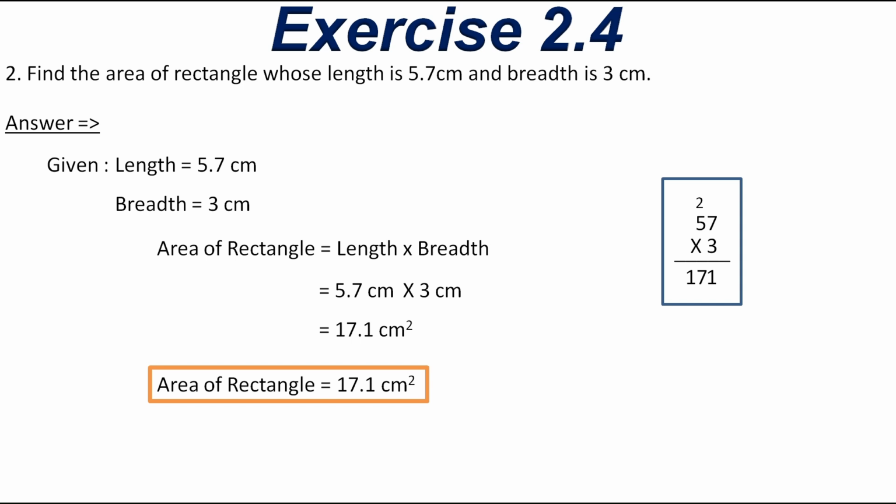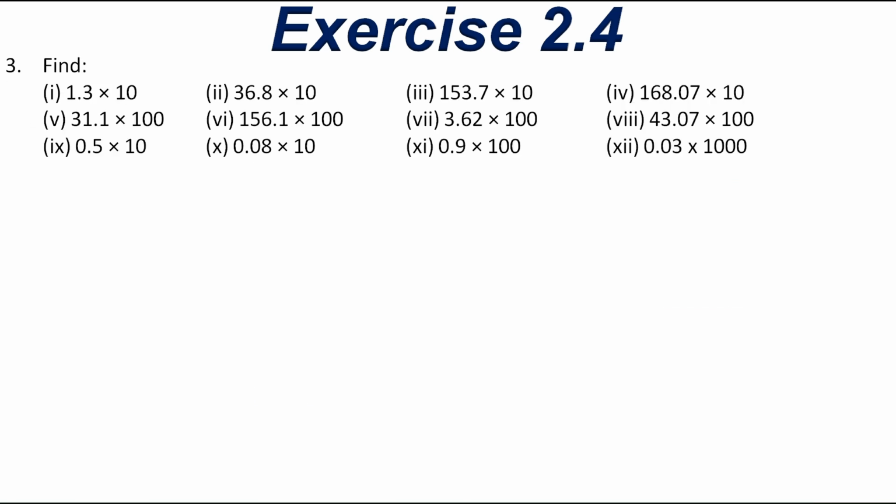Okay. Now let's move to the next question, that is third one, find. Now here again we have a number with decimal point and that number is multiplied with numbers such as 10, 100, 1000 and so on, right? If you observe the question carefully, you will understand that. See here it is 10, here 100, and here it is 1000. So the numbers are multiplied with the multiple of 10.